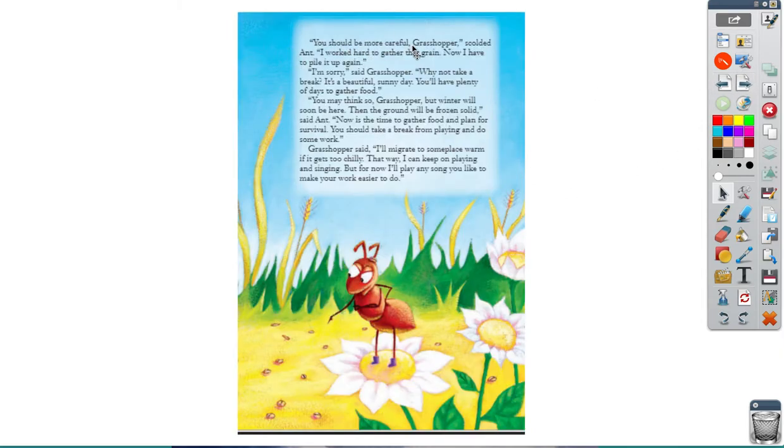You should be more careful, Grasshopper scolded Ant. I worked hard to gather that grain. Now I have to pile it up again. I'm sorry, said Grasshopper. Why not take a break? It's a beautiful sunny day. You'll have plenty of days to gather food.